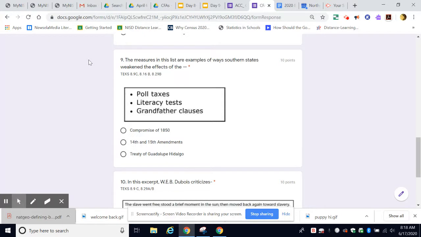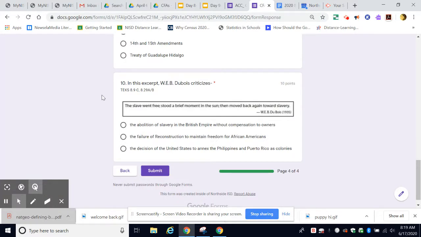Here's number 9. The measures in this list are examples of ways Southern states weakened the effects of what? Let's look at the box. It says poll taxes, literacy tests, and grandfather clauses. So, the measures in this list are examples of ways Southern states weakened the effects of what? The Compromise of 1850, the 14th and 15th Amendments, or the Treaty of Guadalupe Hidalgo? Please answer number 9.